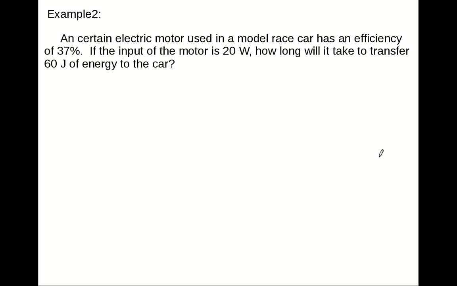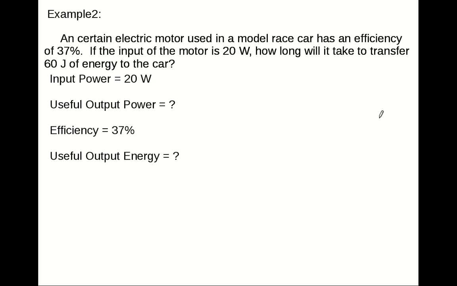Let's try another one. We have a certain electric motor used in a model race car, so maybe a remote control car, something like that, has an efficiency of 37%. If the input of the motor is 20 watts, how long will it take to transfer 60 joules of energy to the car? So again, we'll write down our given values and our unknowns. We know the input power, which is 20 watts from the motor. The useful output power we don't know. The efficiency is 37%, and another unknown we have is the useful output energy.